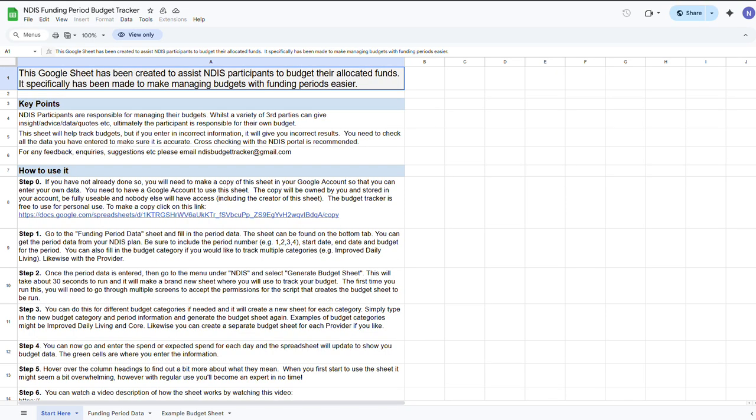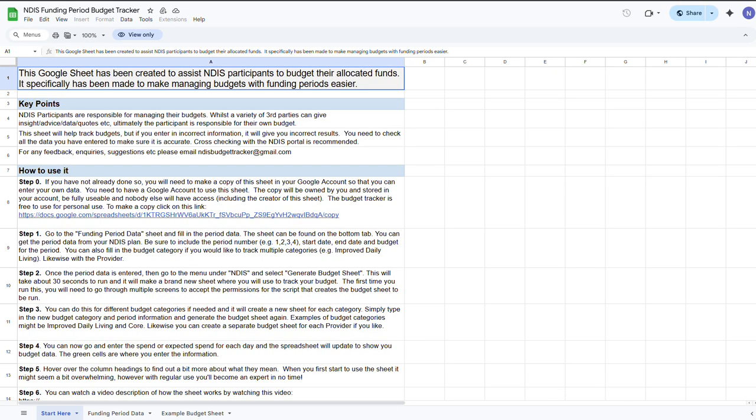Now, any funds that you don't spend in a period get rolled over and you can use them in a future period. However, if there's any funds left over at the end of the entire plan, which would be the last period, then that does not roll over to a new plan that you get.